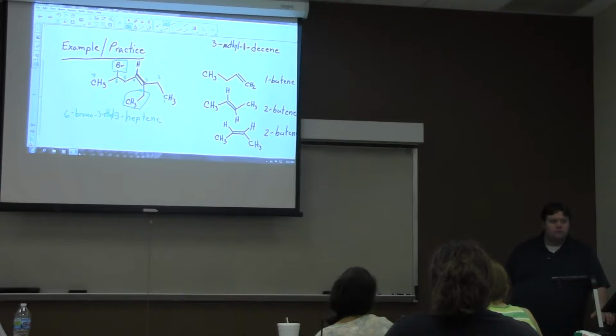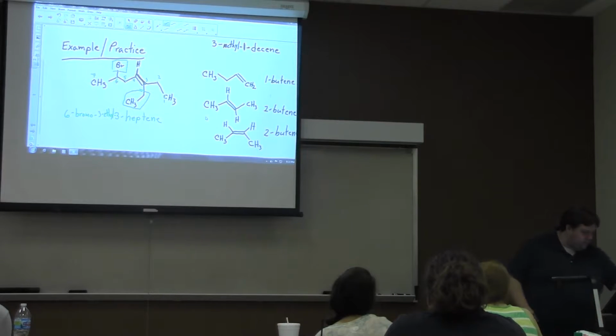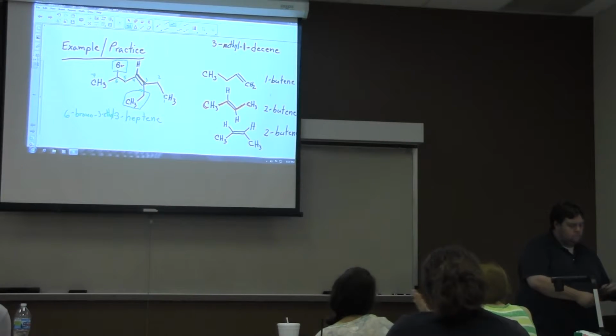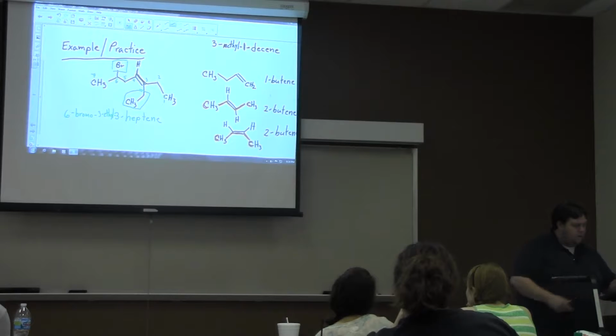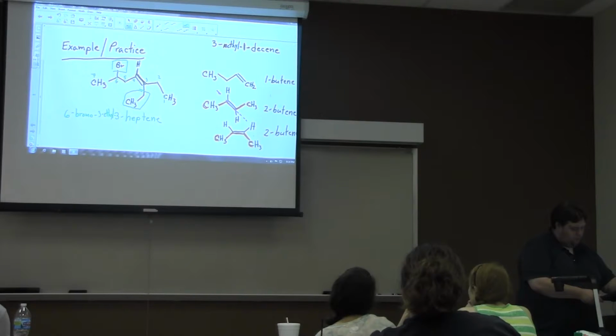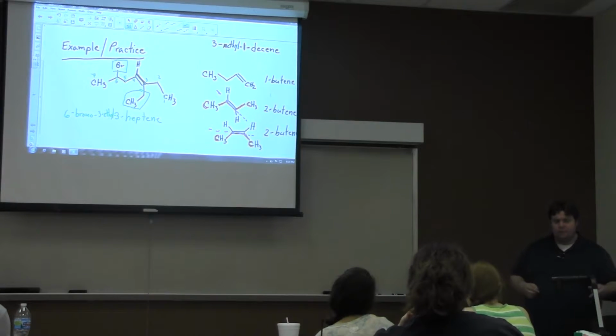Okay, the whole point of IUPAC was to make sure that every single molecule or every single compound had its own unique name. These two are different. I'm sure several of you can already see that they're aligned a little differently. If I were to treat the double bond as a wall, on one molecule, the CH3s are on opposite sides of the wall, and on the other molecule, they're on the same side of the wall.